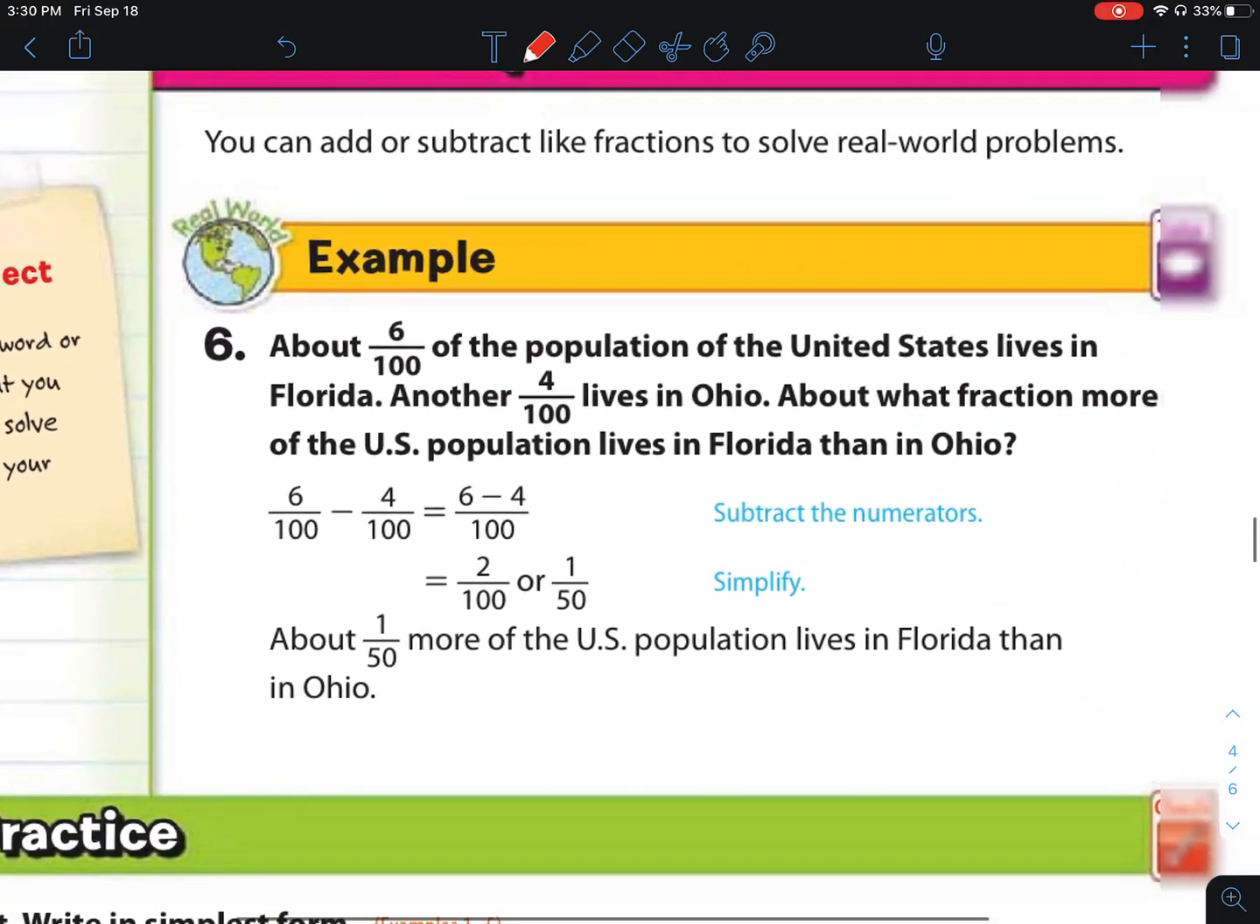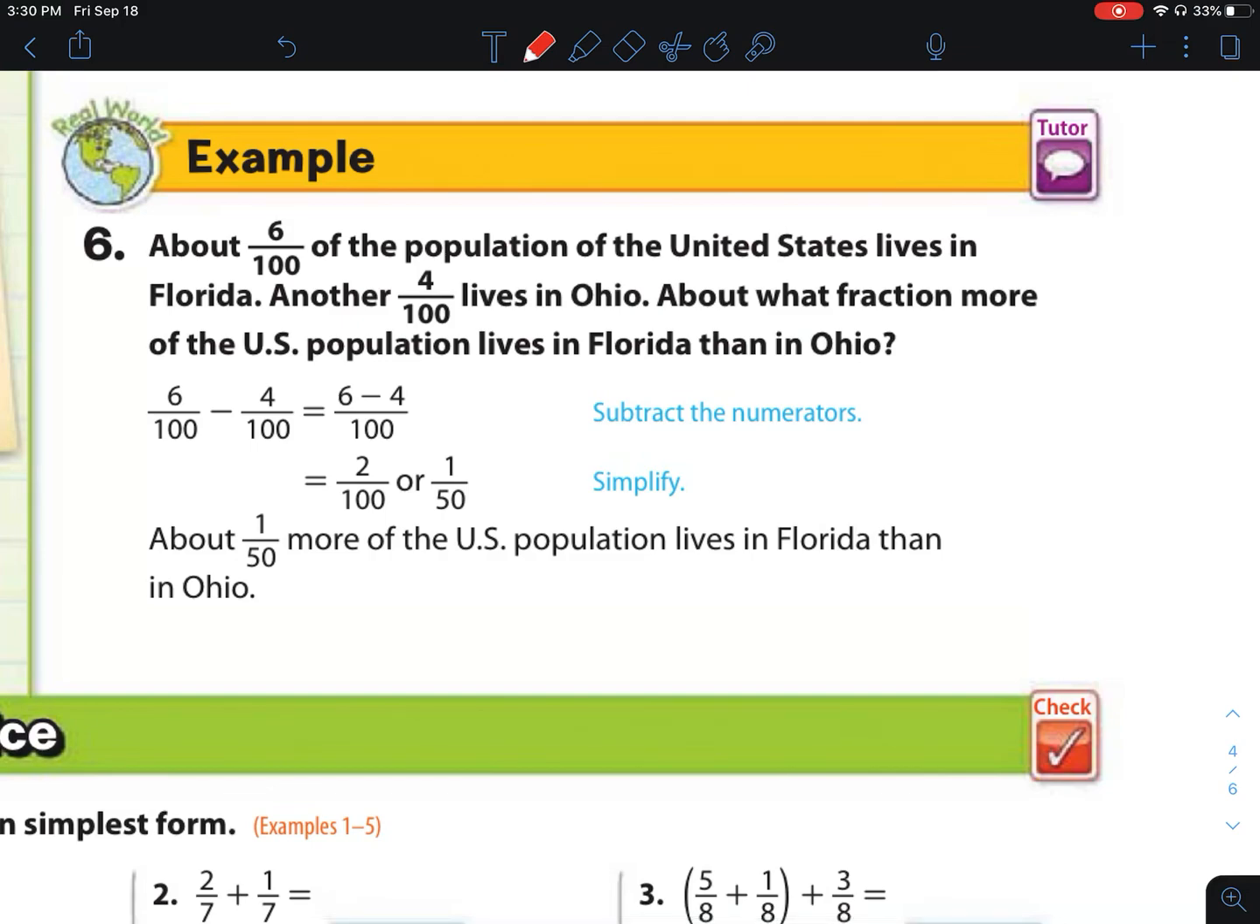Finally, in the last example, which is a word problem, about 1/6 of the population in the United States lives in Florida, and about 4/100 lives in Ohio. So the question is asking what fraction more of the US population lives in Florida than Ohio. The words what fraction more tell us that we need to subtract.